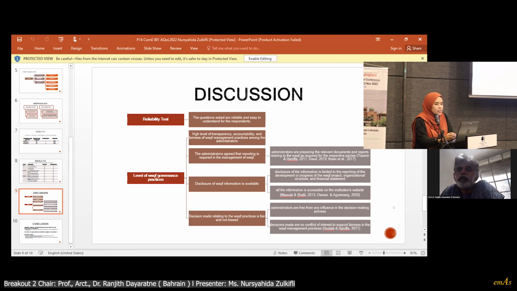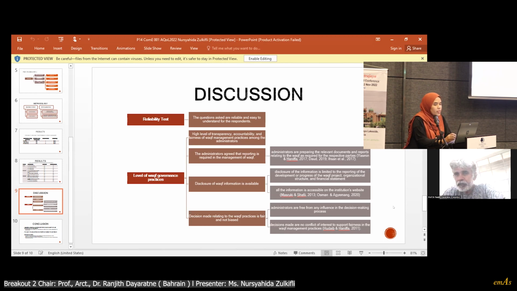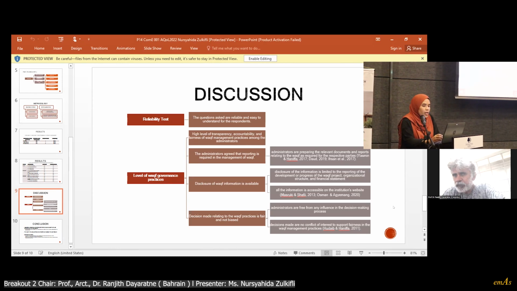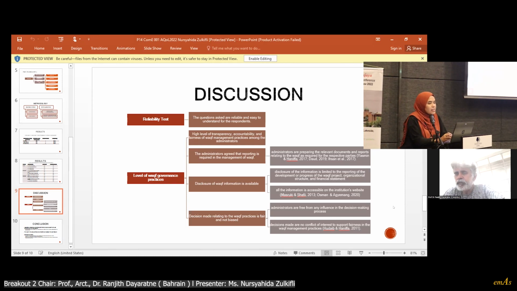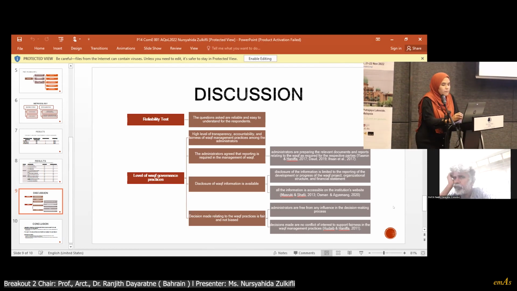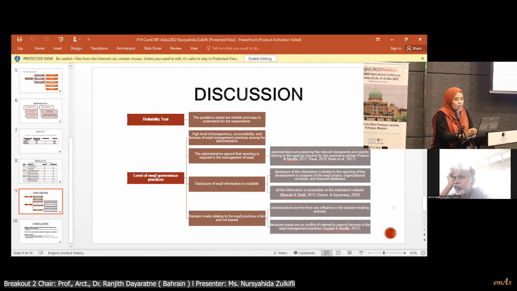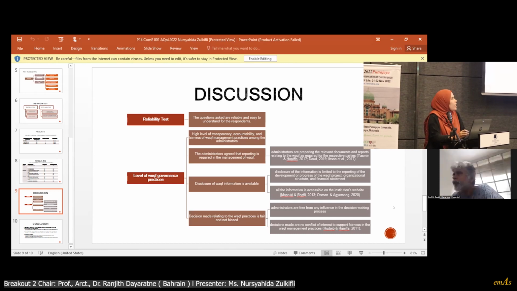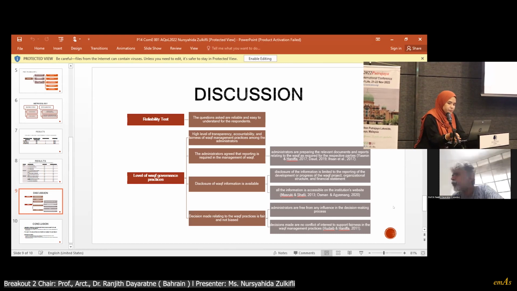So based on the study, the administrators agree on preparing the relevant documents and reports for the respected parties, for example the donor, and they also agree that disclosure of wakaf information must be available, with all the information accessible on the website, and that decisions relating to wakaf practices are fair and not biased. Meaning the administrators are free from any influence in making decisions and there is no conflict of interest.